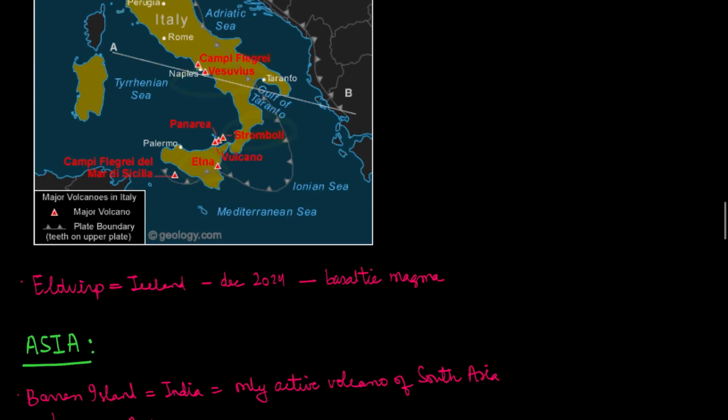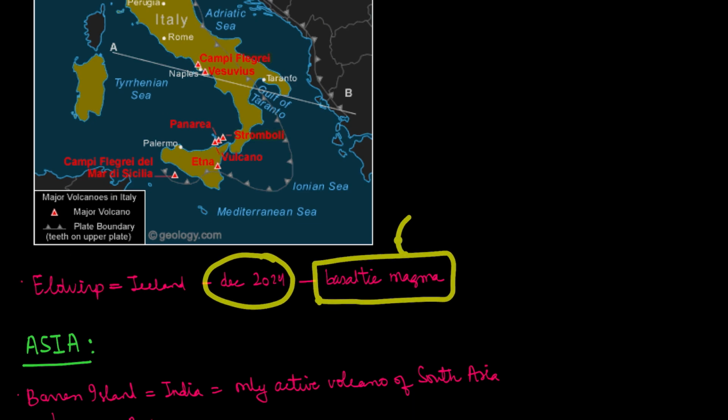So Eldvulf is in Iceland. It erupted in December 2024 and had basaltic magma. So basaltic magma, so it might be coming from the divergent plate boundary.